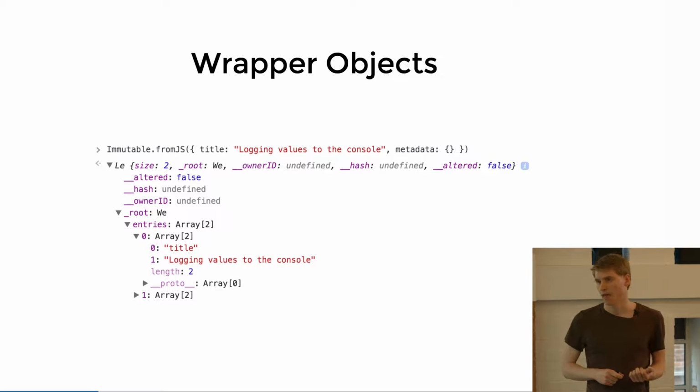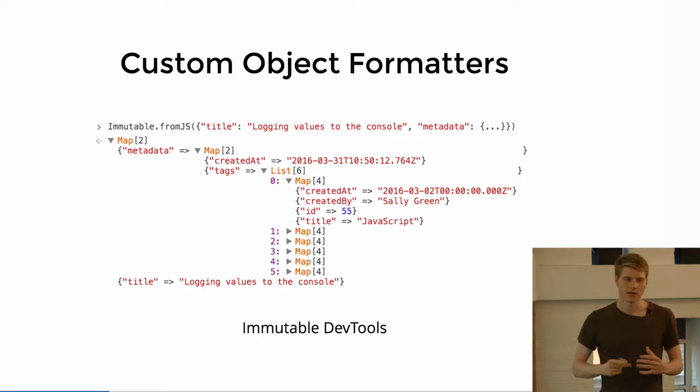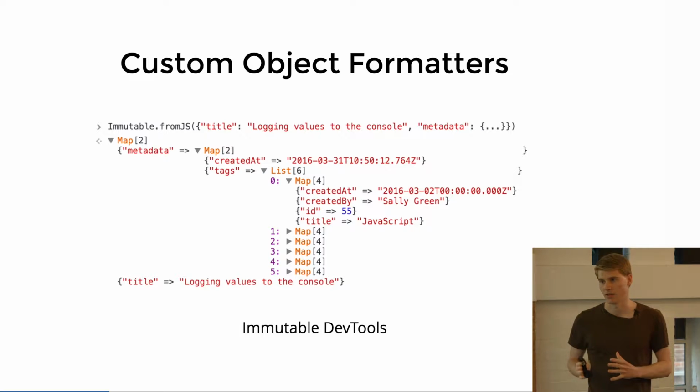But Chrome has a feature called custom object formatters. And in this case, I'm using a tool called Immutable DevTools. And it displays not the actual object representation of this object. And instead, it renders just the content that is relevant to me, rather than displaying the Immutable.js internals.